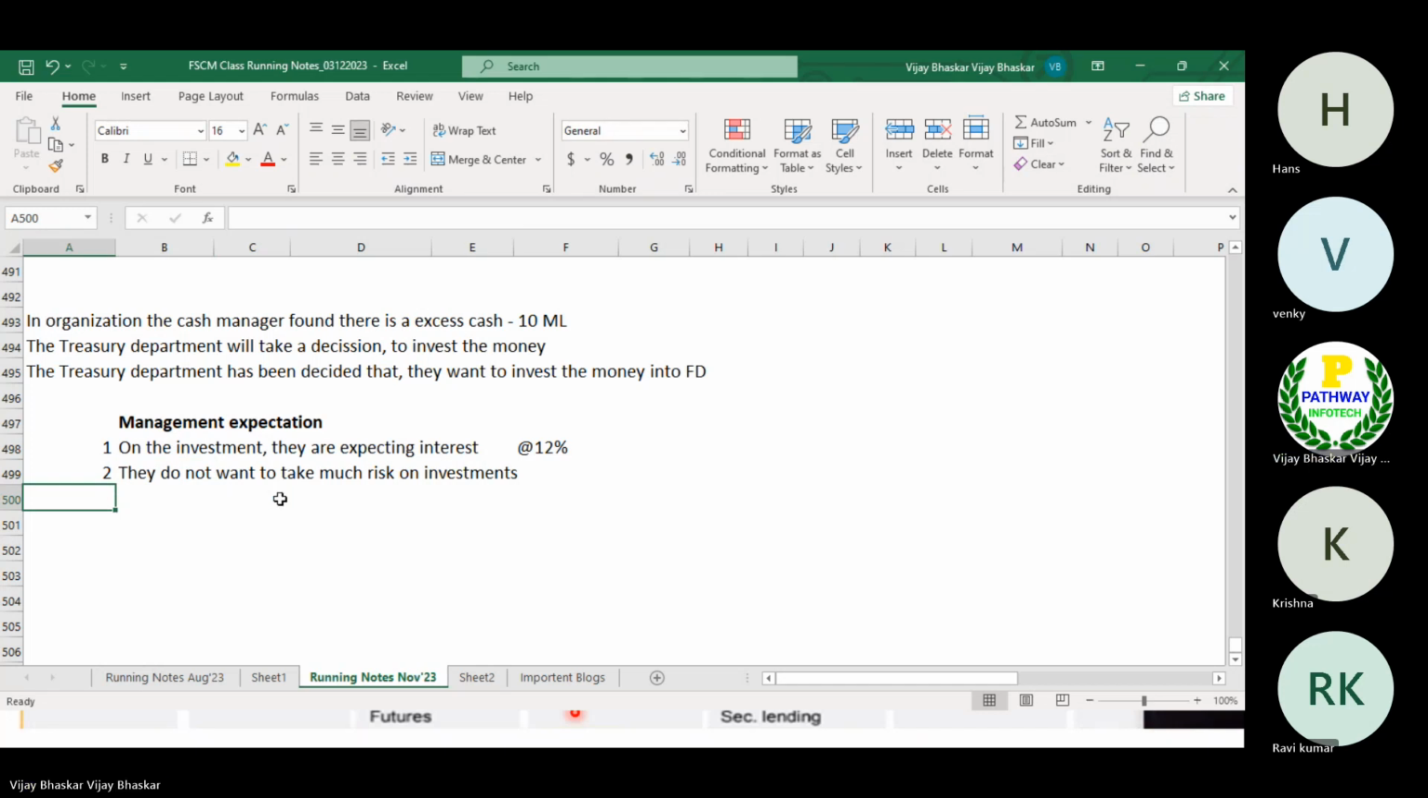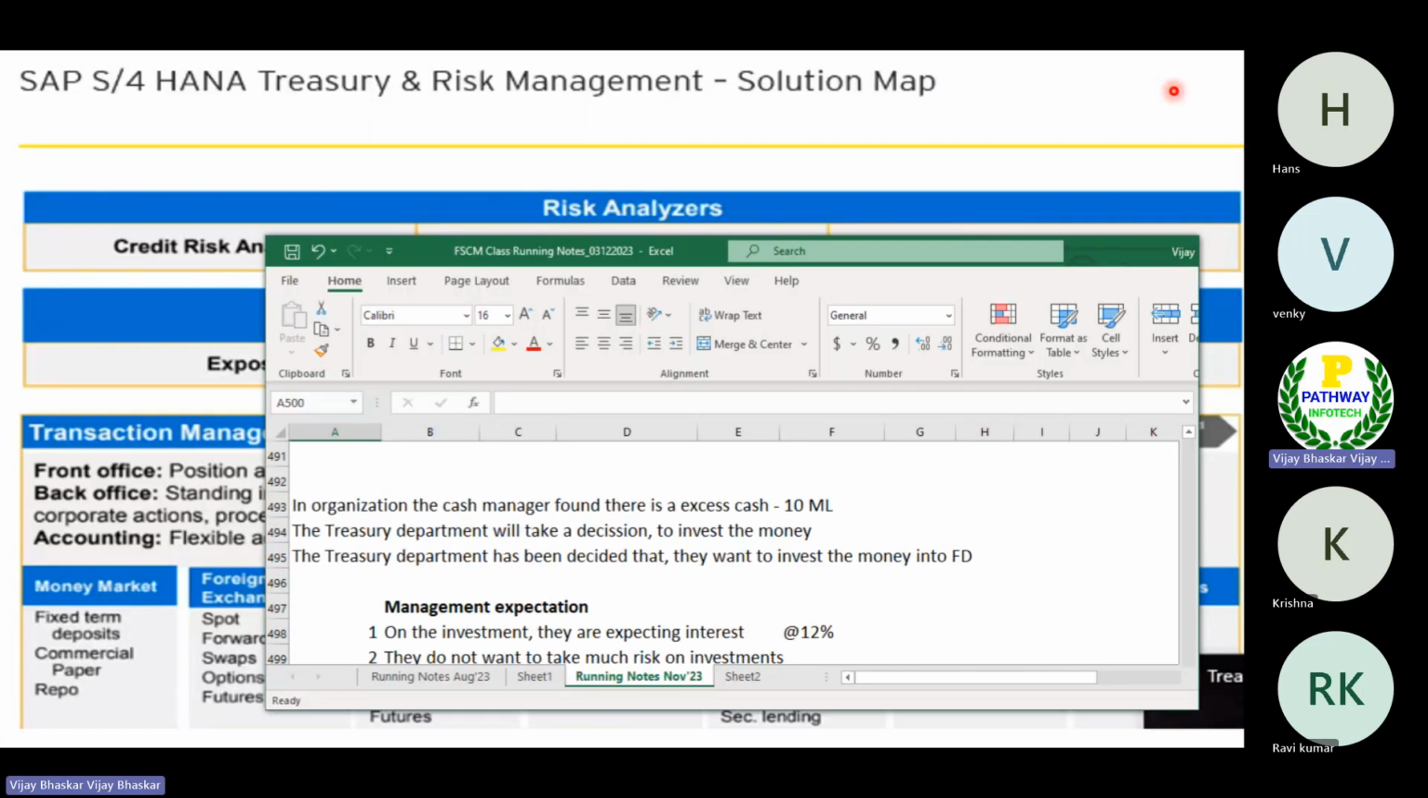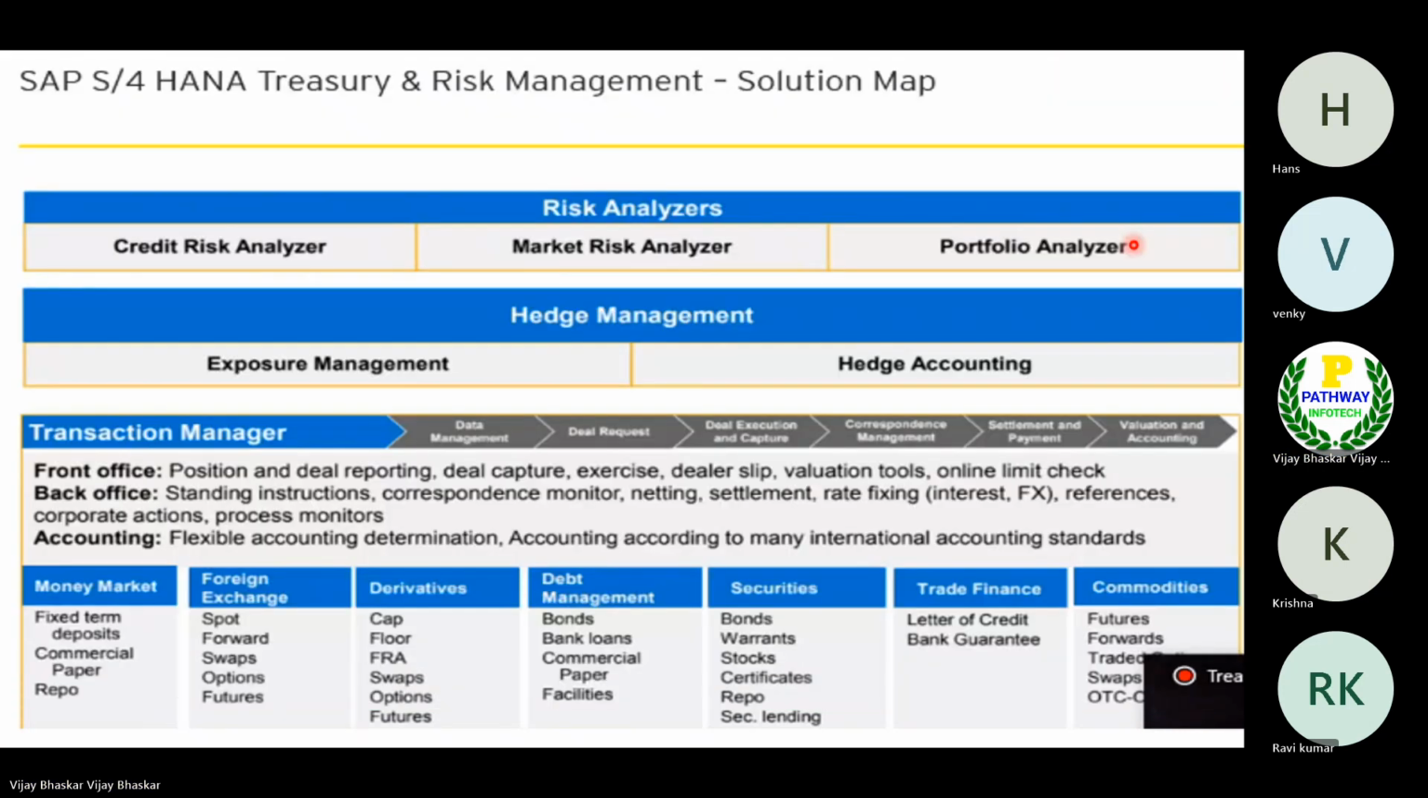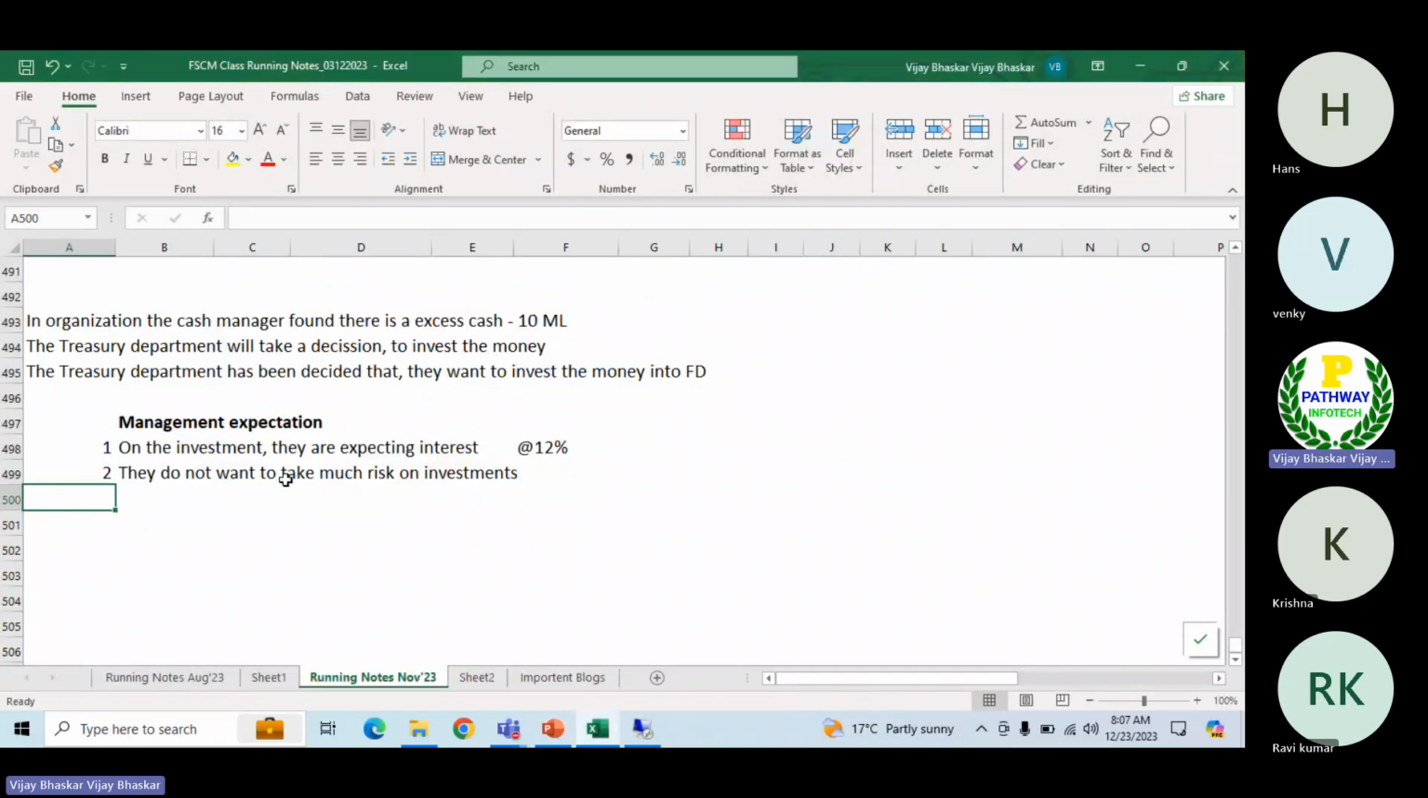Then when I mention the word risk, because when we are going to invest the money into the fixed deposit, then we will be safe. Now you can see here, 99.9% the return will be as per expectation, because I'm not taking much risk. I do not want to take much risk. My expectation is only a decent return. 12% should be sufficient for me.